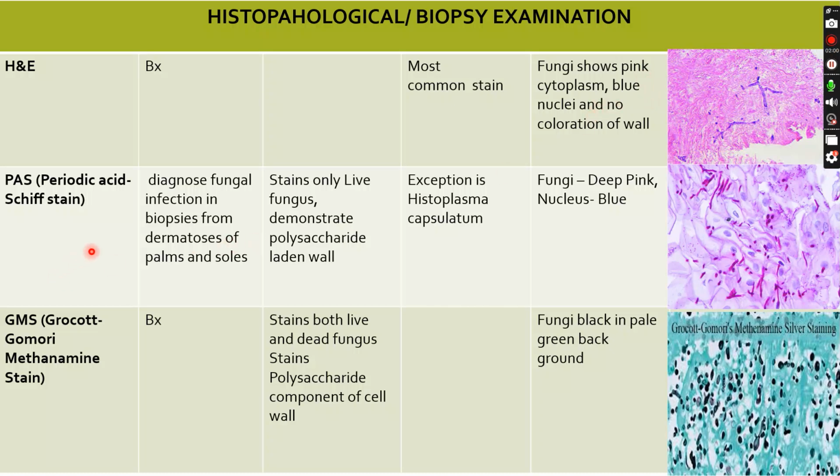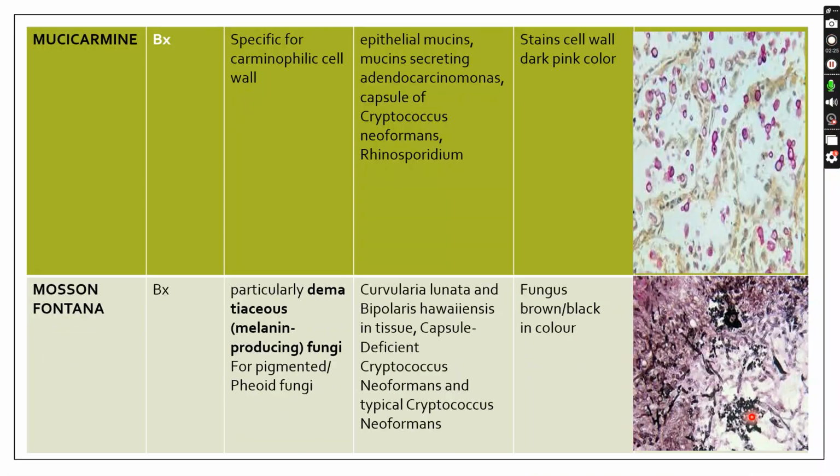Then the periodic acid Schiff stain, in which the fungus will give the deep blue color and the nucleus will be blue stained. Then the Grocott Gomori methenamine silver stain, that is the GMS stain, which is also for the biopsy material. Here it will stain both live and dead fungus because it is going to stain the polysaccharide component of the cell wall. So this demonstration of the GMS stain is also here.